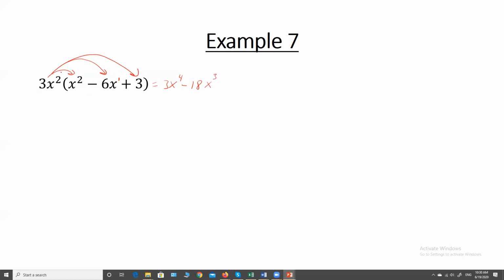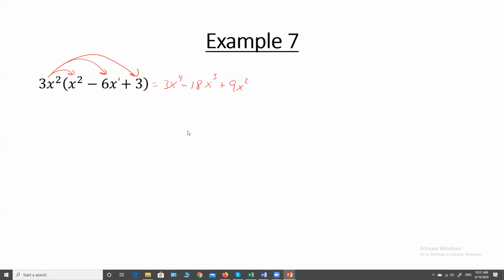And finally, 3x squared times 3. Well, 3 times 3 is 9. And we just have the x squared. There's nothing more that we can multiply it by to simplify. And so our answer is 3x to the 4th minus 18x cubed plus 9x squared. Notice that there are no like terms in our answer, so I can't simplify any further.